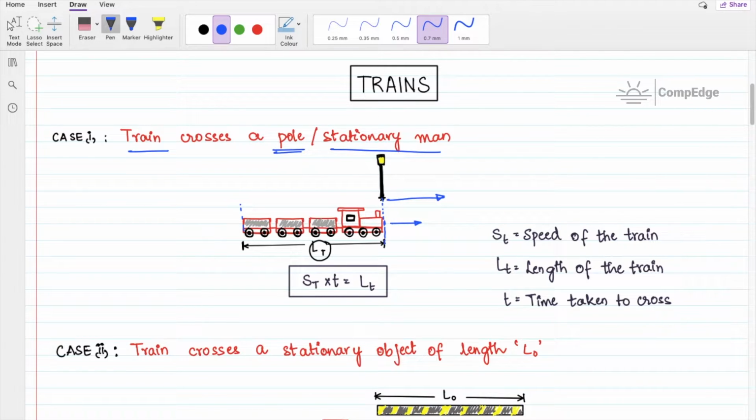So the distance the train has moved is equal to the length of the train, and the speed is the speed of the train. The time taken is the time taken for it to cross the pole. According to the formula again, distance is equal to speed into time. So using the same relationship, distance, that is LT, is equal to speed of the train into time. This is case number 1.